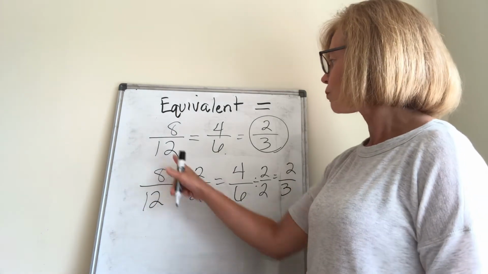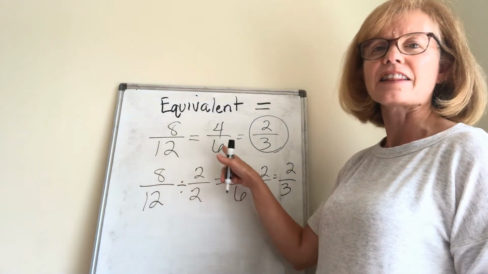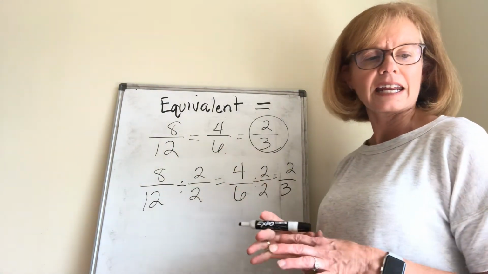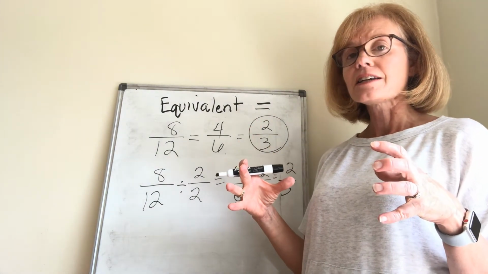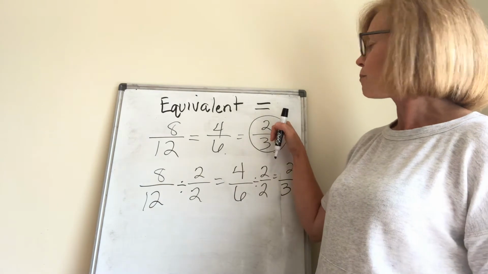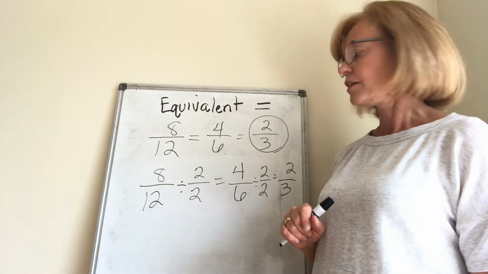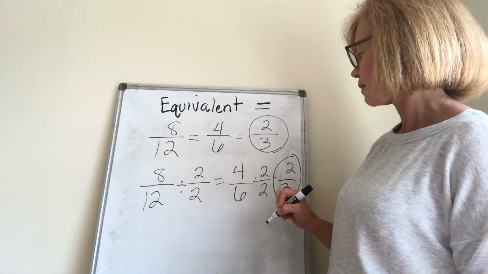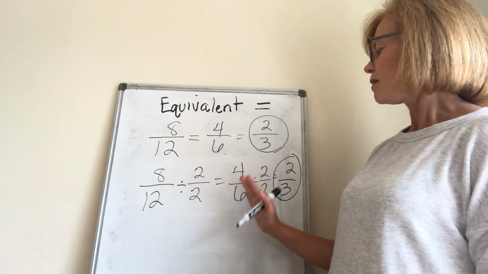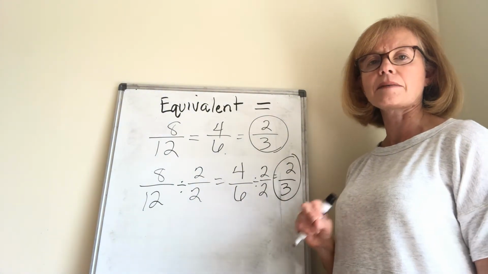So these three fractions are all equivalent, and I'm simplifying the fraction by creating a fraction that's the same amount, but it's got a smaller numerator and a smaller denominator. So we call this the simplest form. I'm dividing until I can't divide the numerator and denominator by the same number anymore.